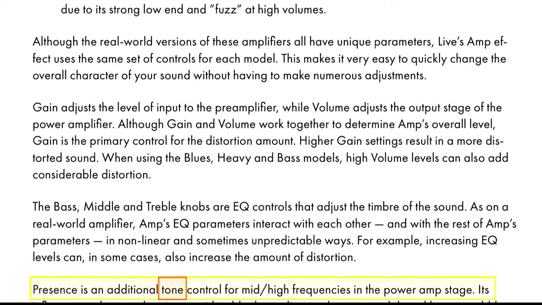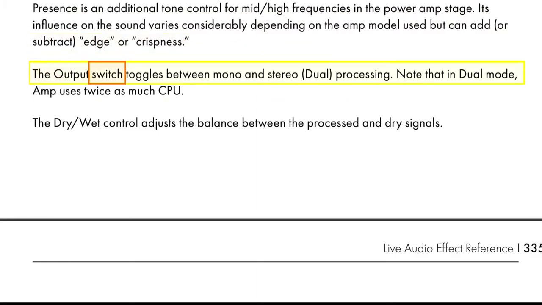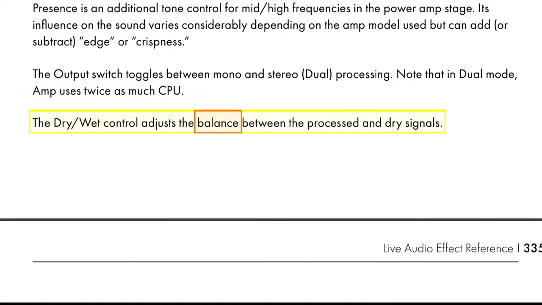Presence is an additional tone control for mid-high frequencies in the power amp stage. Its influence on the sound varies considerably depending on the amp model used, but can add or subtract edge or crispness. The output switch toggles between mono and stereo dual processing. Note that in dual mode, amp uses twice as much CPU. The dry-wet control adjusts the balance between the processed and dry signals.